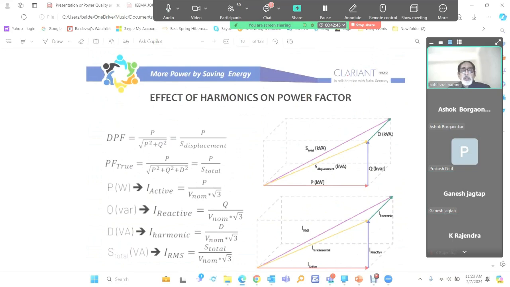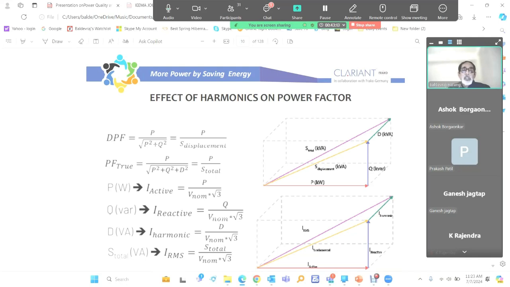And this is what harmonics are doing. Distortion also we have to take into account. So distortion means we earlier had a two-dimensional triangle. With the harmonics, we have a third dimension, which we are calling D. And so it is now true that power factor is P square plus Q square plus D square. Earlier it used to be taken as only P square plus Q square.